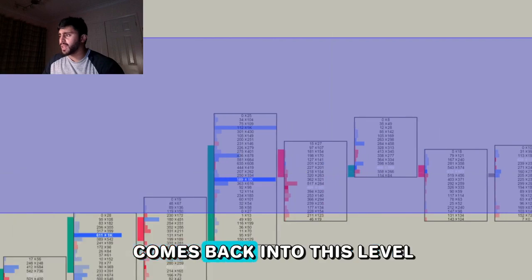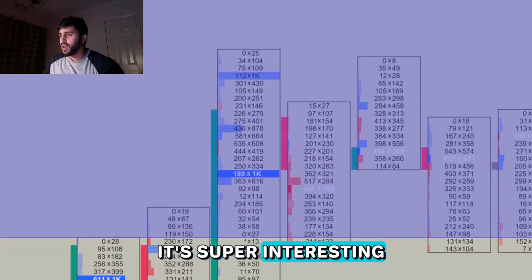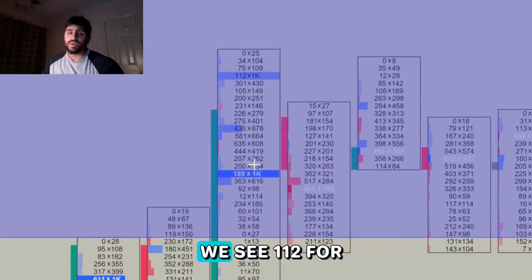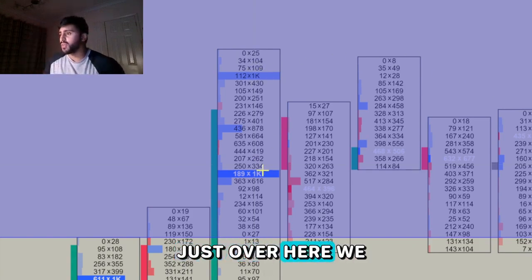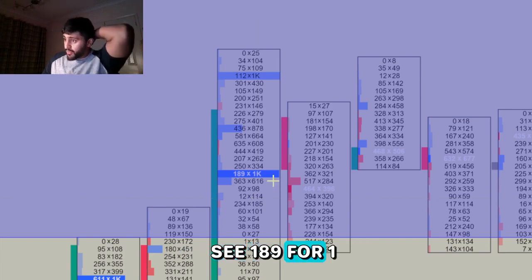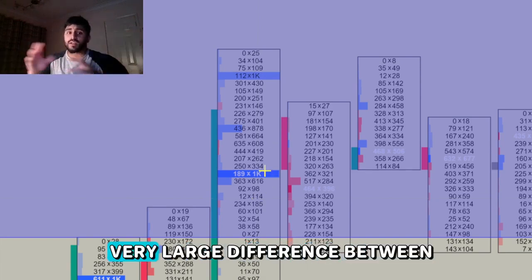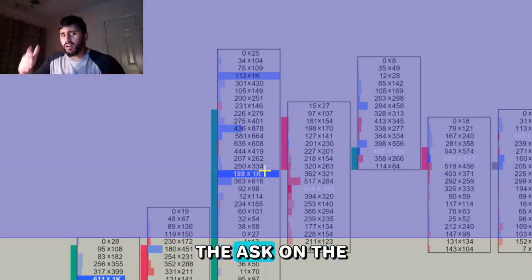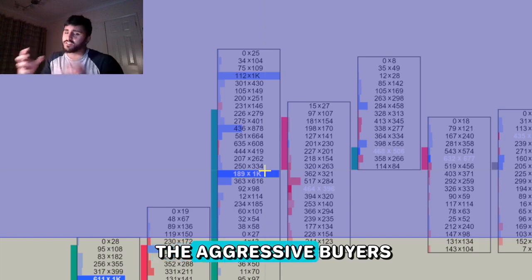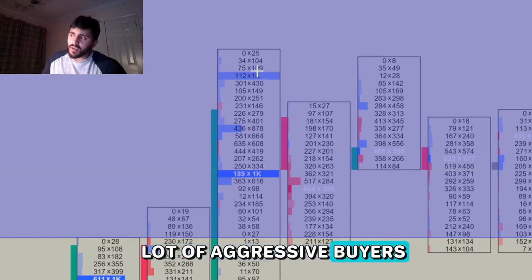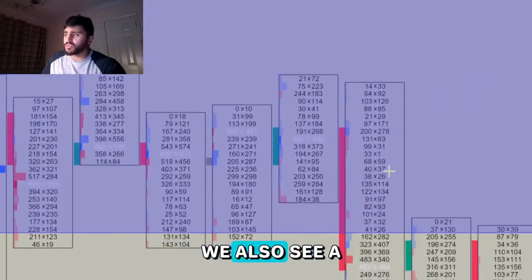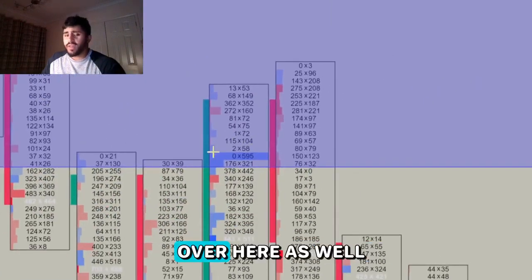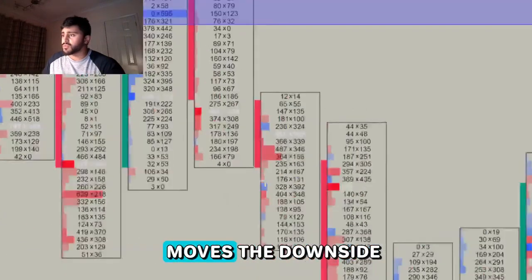When the market comes back into this level, it's super interesting. I want traders to understand this candle. We see 112 for 1K just over here, and 189 for 1K again. So we see a very large difference between the ask and the bid. The ask on the right-hand side is the aggressive buyers. We see a lot of aggressive buyers over here, and none of them are rewarded. We also see a ton of aggressive buying over here as well before the market aggressively moves to the downside.